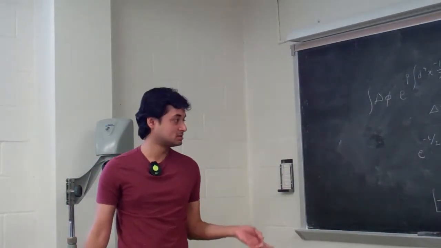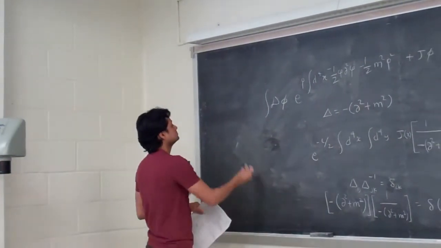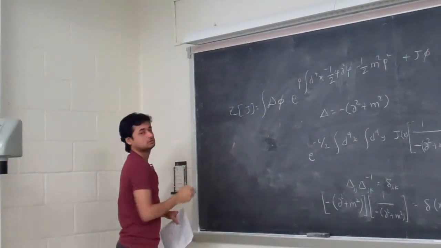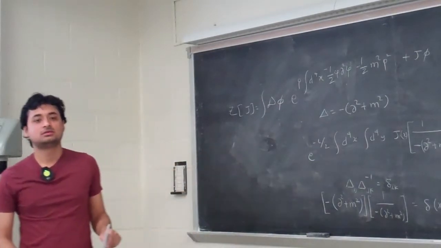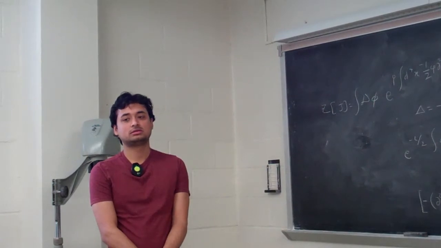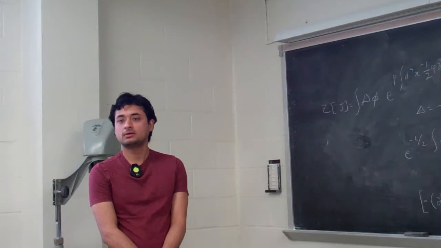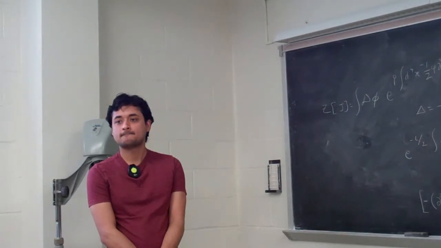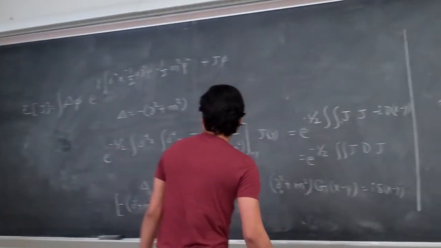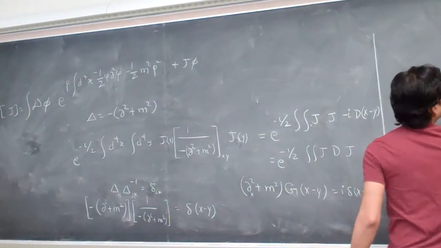So this is an answer. Remember this, Z of j, right? So this is the answer for the free scalar real quantum field phi with no interactions. Okay? Any questions? Maybe I should write it now in full glory so that we can stare at it again.